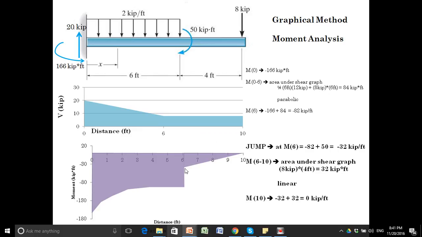Alright, so the most important thing is to understand what your start point is, what your end point is, and to use the area to determine if you're parabolic, linear, or constant. And whenever you have a shear or a moment at a certain point, it becomes a jump. So we had to jump here because we had this 50 kip times feet moment.